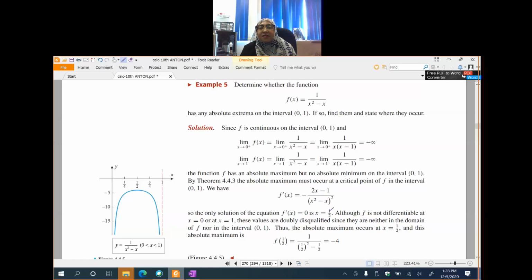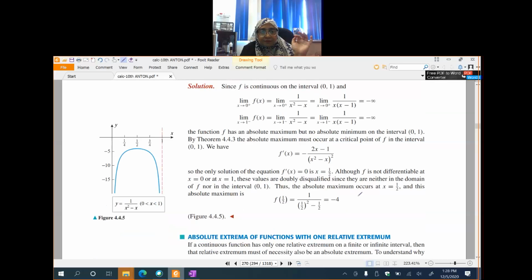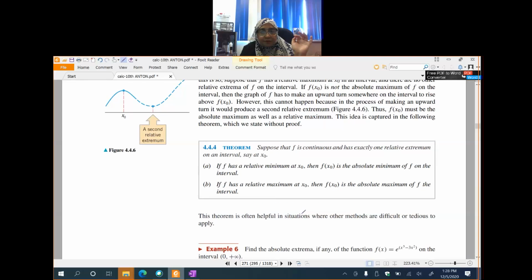So x equal to 1/2 will be the absolute maximum, but there will be no absolute minimum. There is no absolute minimum because it's going down. We know that it's going down. The absolute maximum is at x equal to 1/2.